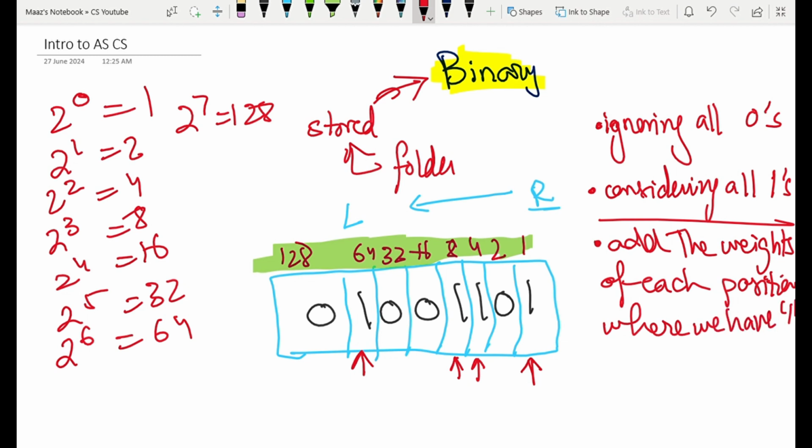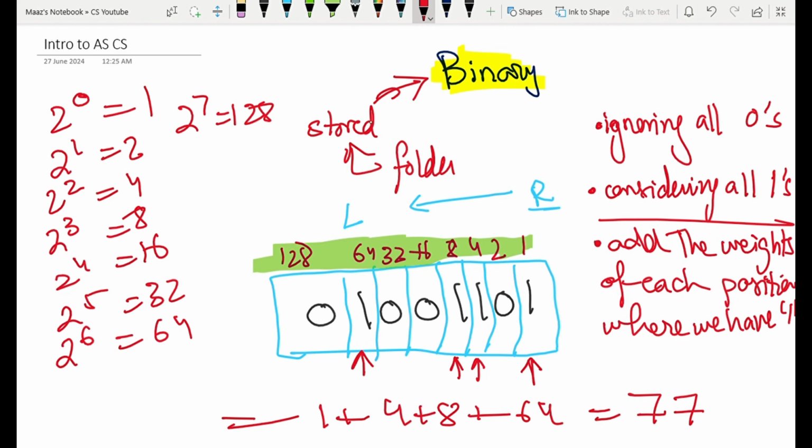Now this is important because when we add the weightages, we get the integer form of the binary. Let's say we have 1 plus 4 plus 8 plus 64. Let's add this up. 64 plus 4, 68. 68 plus 8 would be 76, plus 1, 77. And you get your answer as 77.